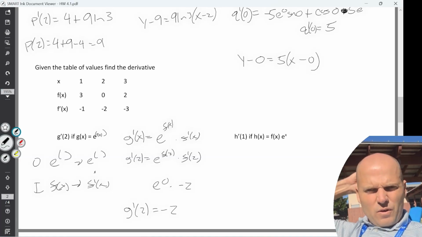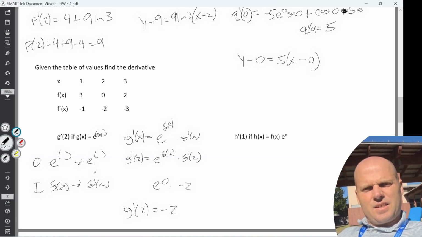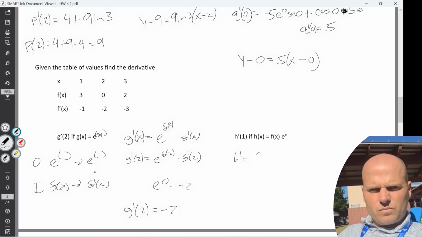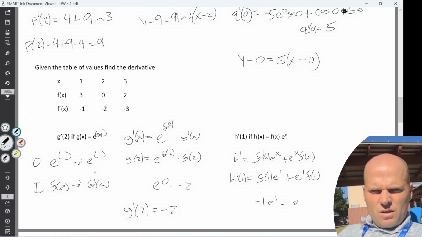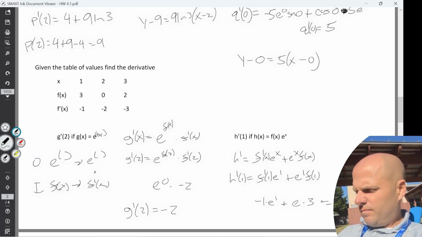Cool. What if it's f of x times e to the x? Product rule. F prime of 1 is negative 1. F of 1 is 3. This is 3 e's minus 1 e. I got 2 e's.